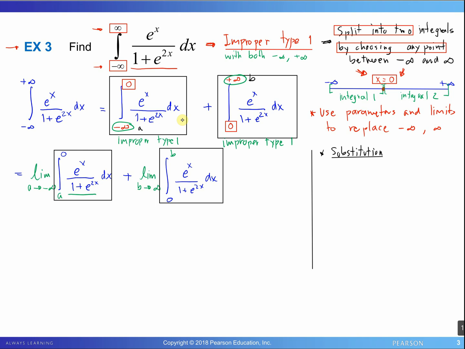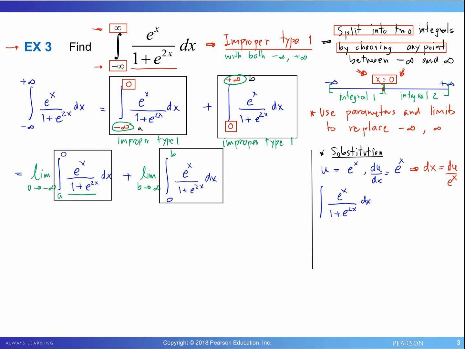For this one, I let u equal to e to the power of x. And I differentiate this, du by dx, and I get the same function, e to the power of x. With this, I know that dx is going to be equal to du divided by e to the power of x. Now back to the integral. Same function, e to the power of x divided by 1 plus e to the power of 2x dx.